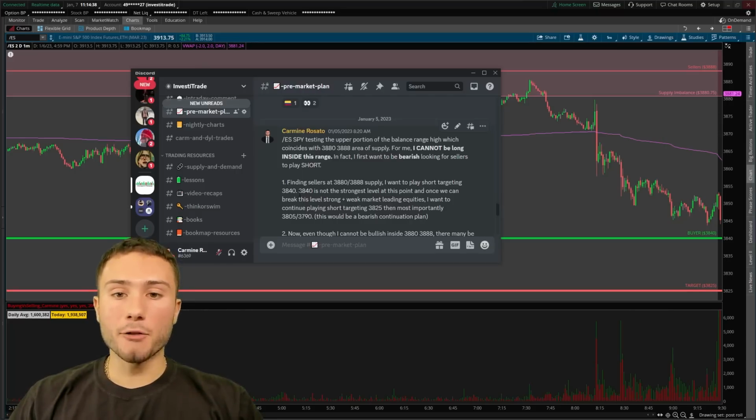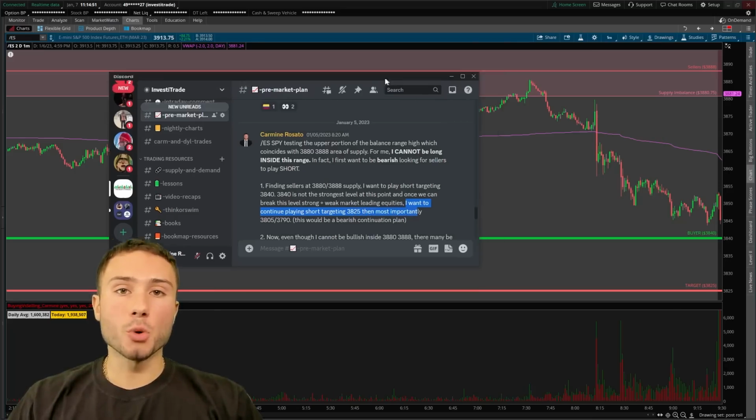This was that if we can break 3840, which is this green line on my charts here, it was not the strongest level, then I want to play the market short targeting 3825. This was a short-term scalp.